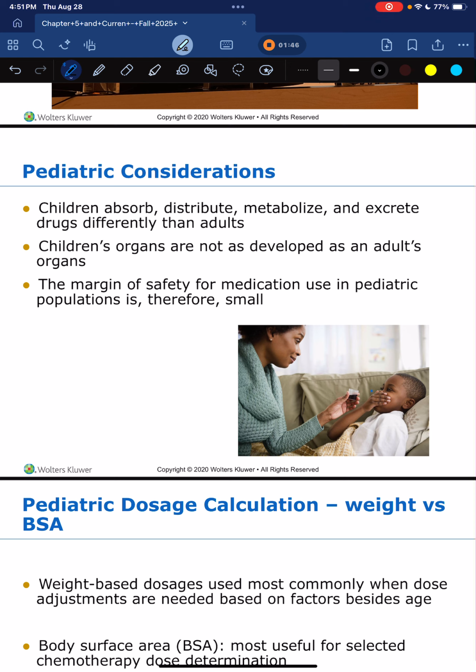We then are giving smaller doses to pediatric patients, obviously, than we are giving to adult patients, because small people need smaller amounts of medication to achieve the same effect therapeutically. And that means that the margin of safety for medication use and medication error is very small. And the smaller the person, all the way down to a preemie neonate, the smaller that margin of error becomes.